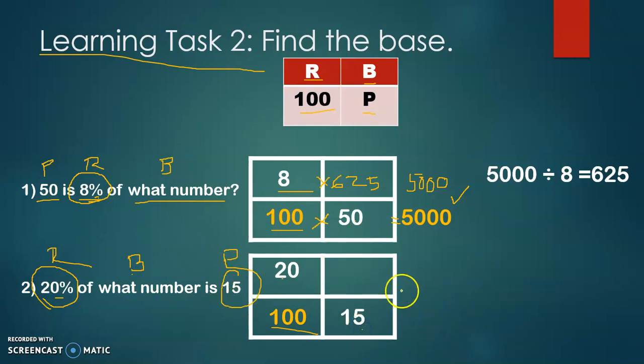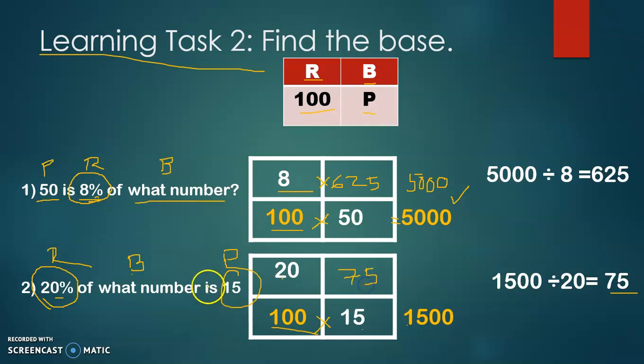Okay. Hanapin ang number na paired horizontally. So, my partner ay 100. So, that is 100 times 15. That is just 1,500. Ay, ganun lang. And then, 1,500 divided by 20. Okay? 1,500 divided by 20. The answer is 75. So, ito ay 75.